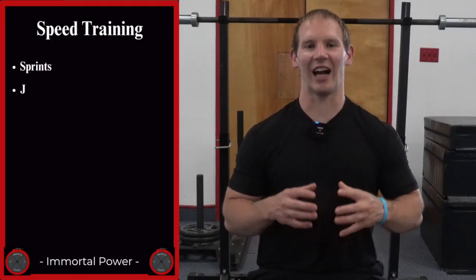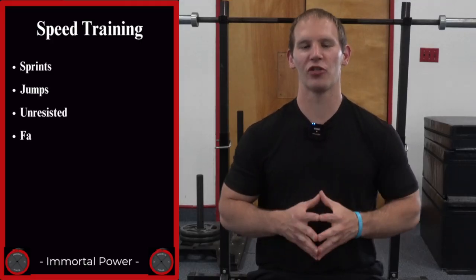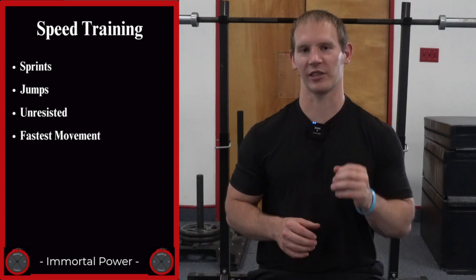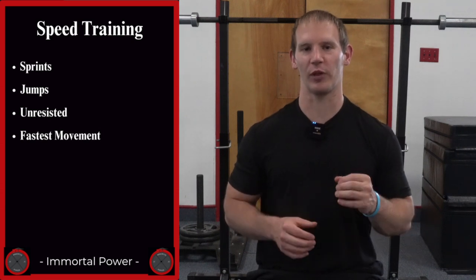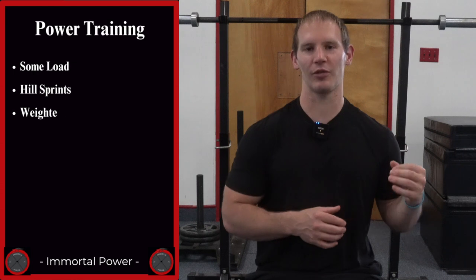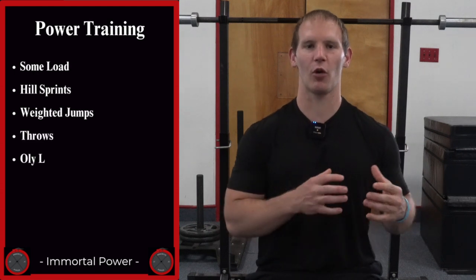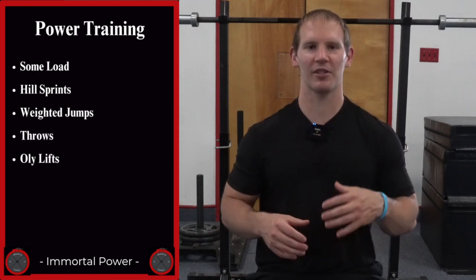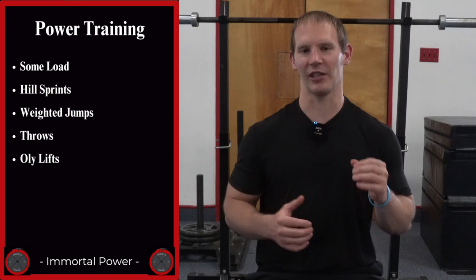Speed training is any unresisted sprinting or jumping, so no weighted jumps or hill sprints, for example. These are the fastest movements we can produce. Power training exercises are still very fast, but are slowed down by some load. Examples might be low incline hill sprints, squat jumps, medicine ball throws, or moderately heavy Olympic lifts.